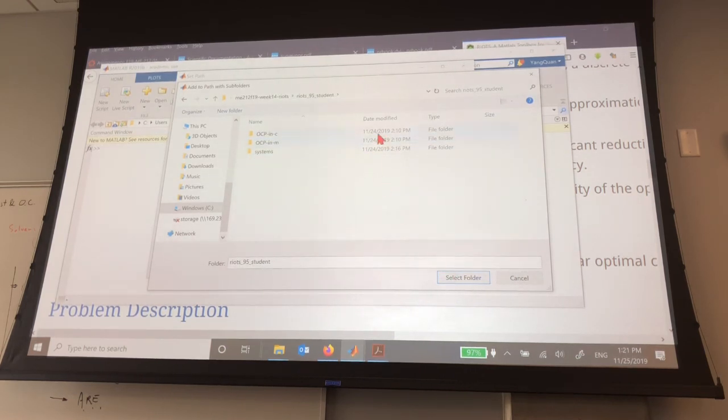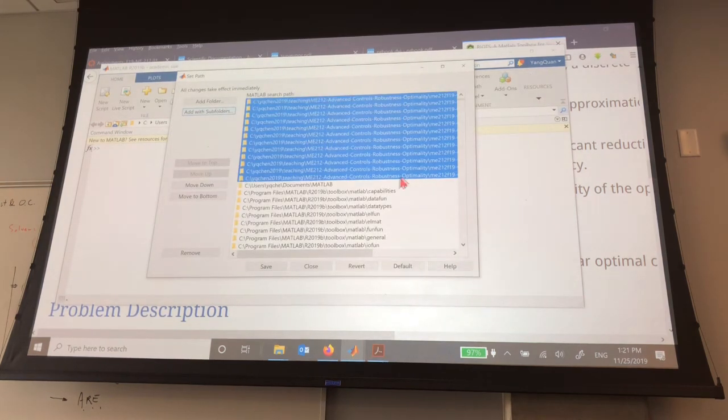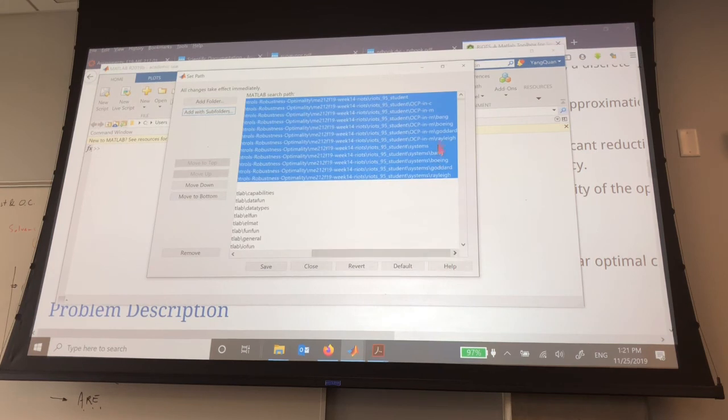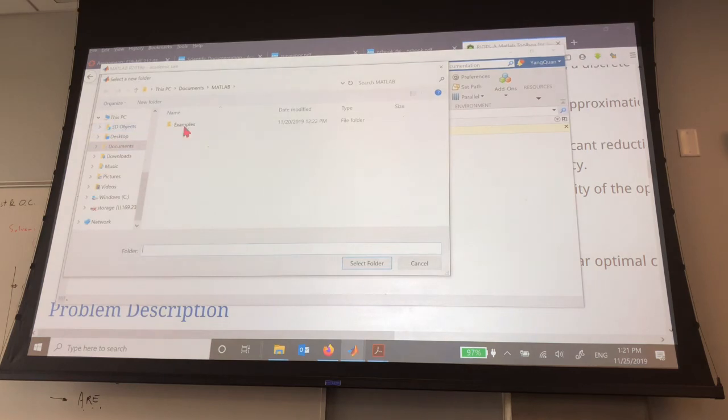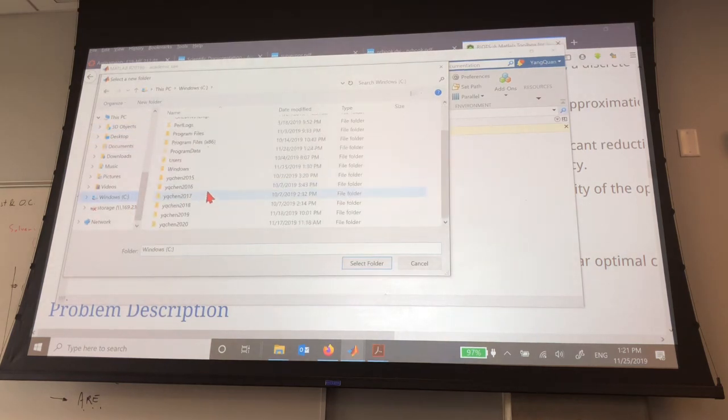So that's it. Select folder. So they add all the subfolders. Okay, subfolders. So then I see the PWD. You can see this is my path. I need to go to my path. So you open that. So path.